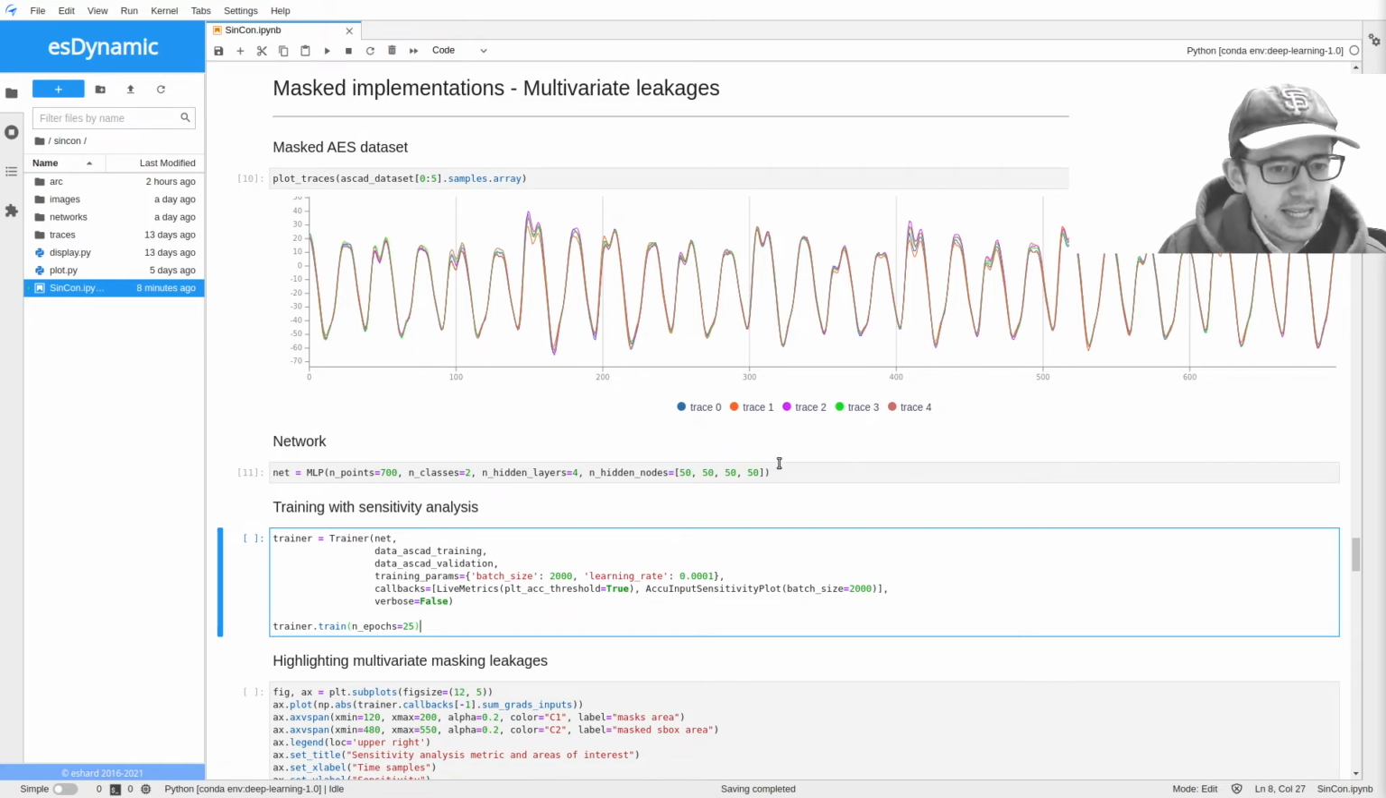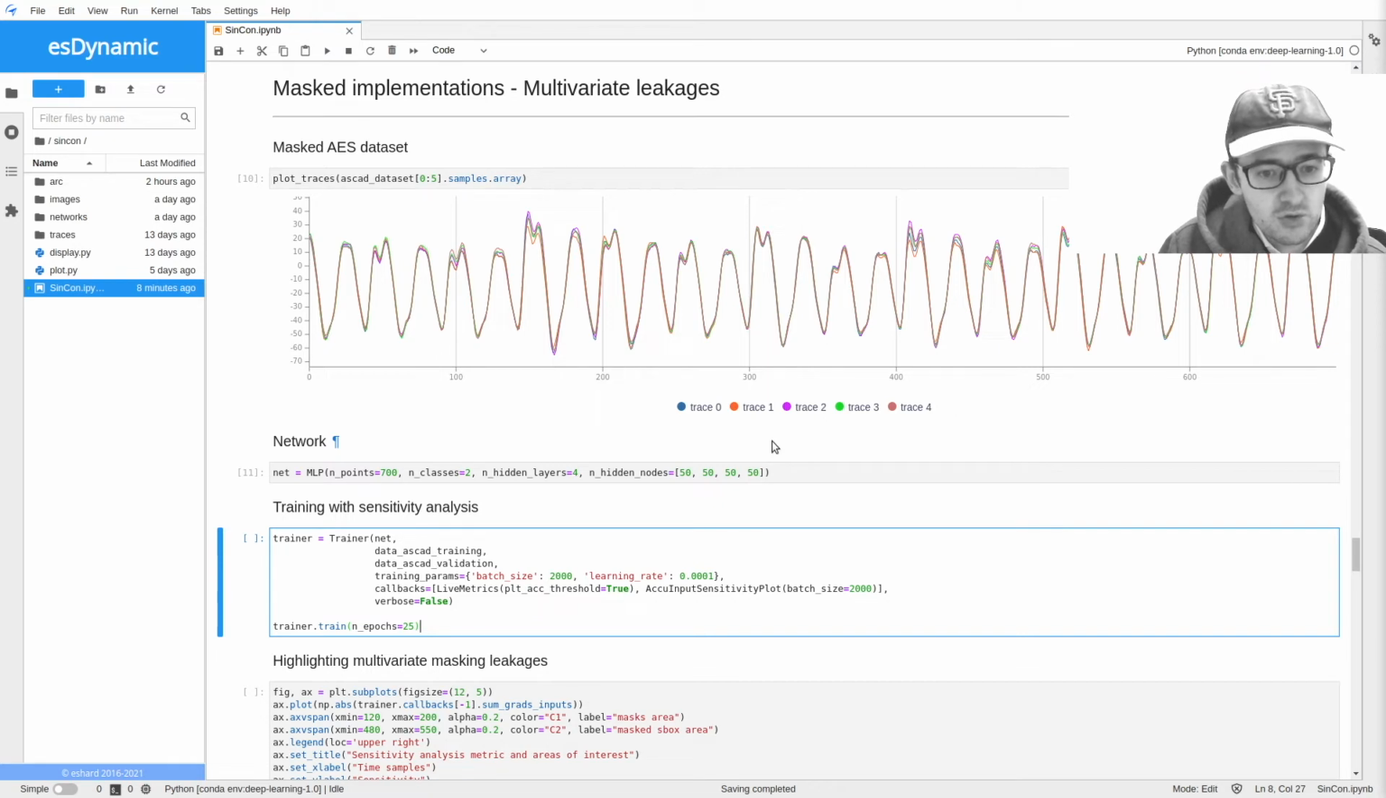So let's take an example of that. Here we have a dataset which corresponds to a masked AES implementation where the sensitive bytes are split into two shares. At this stage, we don't know where the leakages of the two shares are located, and we also don't know how to combine them. But what we can do is take a neural network, for example an MLP like in the previous example, and run a training exactly like in the previous example.